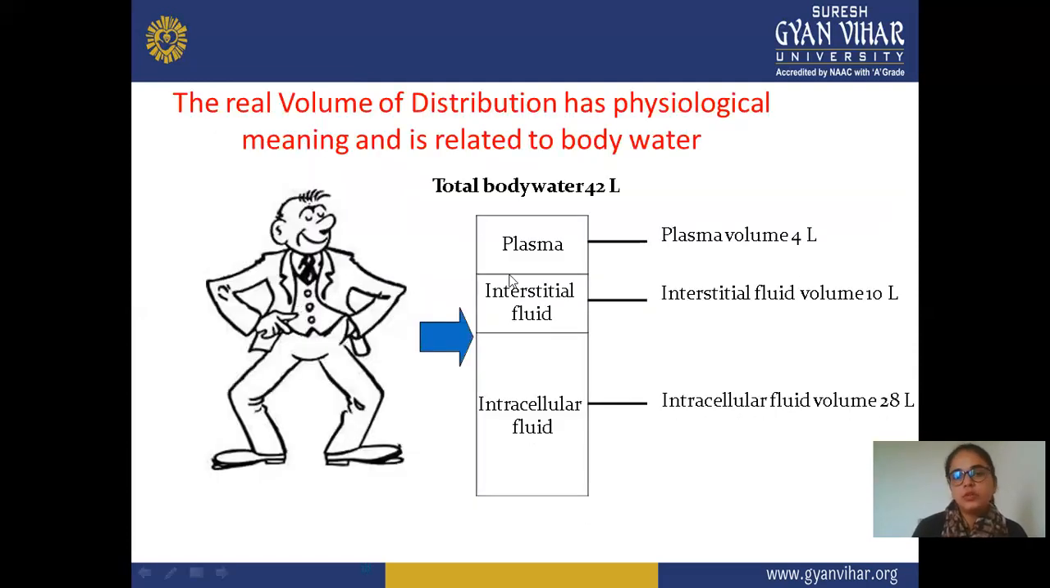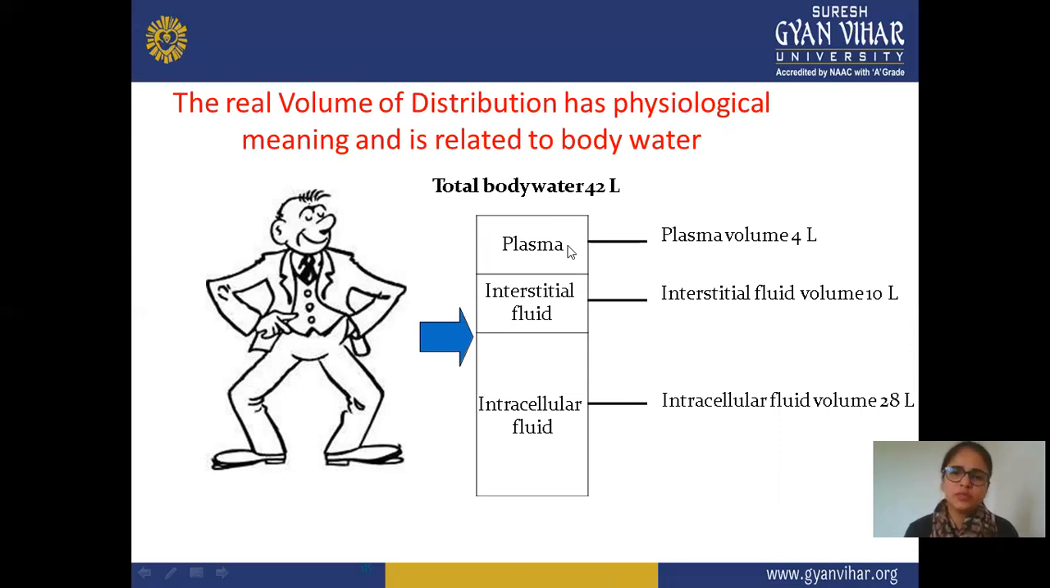This is the real volume of distribution. So total body water is 42 liters. In every healthy person, the total body fluid is almost 42 liters. Every person contains 42 liters of water, and this is the distribution of fluid content, or water content, of a human being.